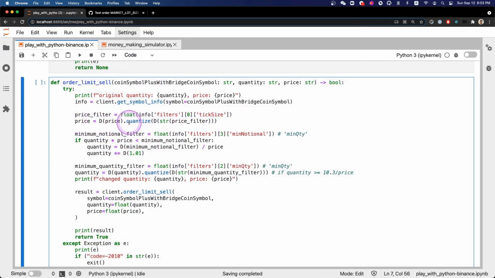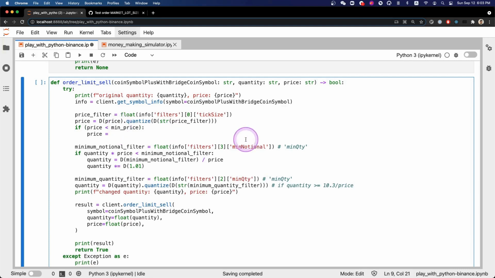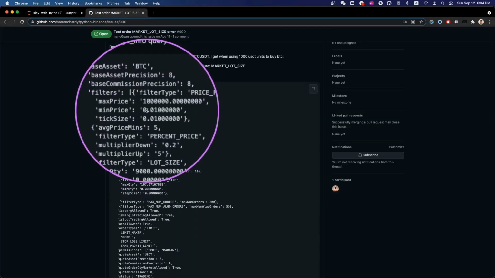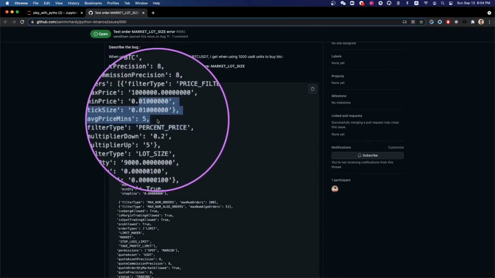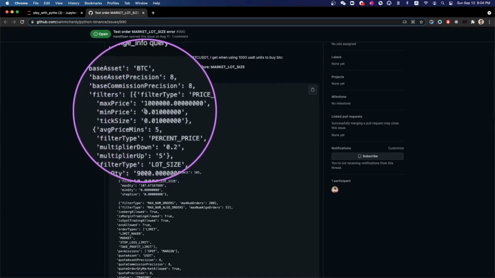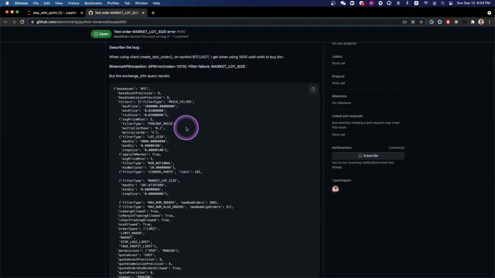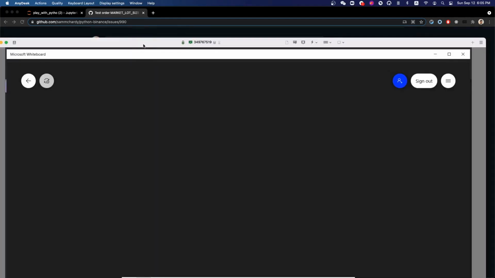Then I do a quantize. I don't know the exact meaning of quantize, but it seems like what it does is convert our price. If the price is less than the minimal price, then the price will just be equal to the minimal price. This is what this line of code does. And also, if your price has a lot of zeros after the dot, then your price will be converted into a form with fewer zeros. It's quite hard to describe this thing, but I'll try my best.